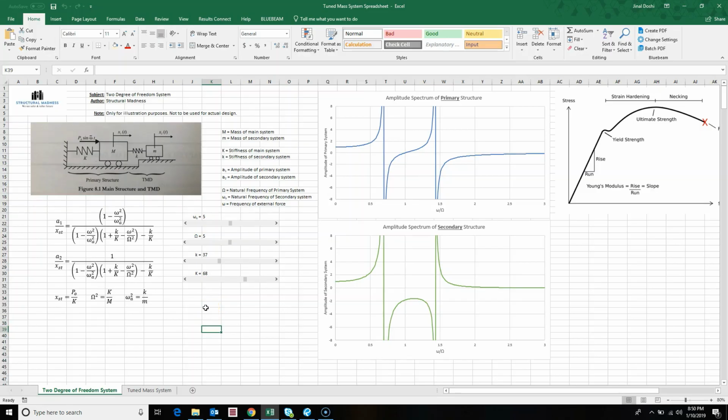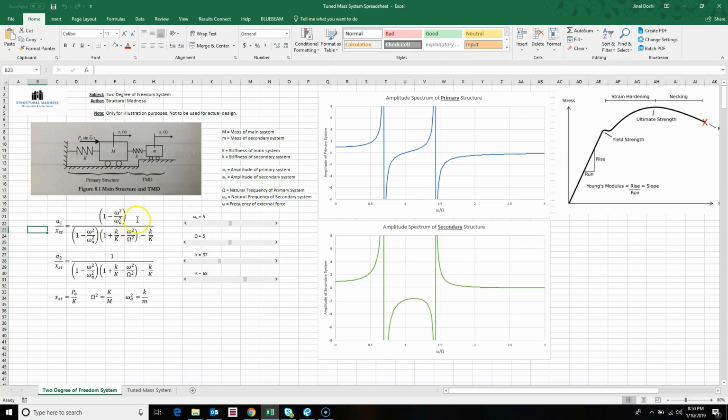So in this spreadsheet, what you can play with is 4 different parameters for a 2 degree of freedom system. The first couple of parameters are the natural frequency of the tuned mass damper, and the natural frequency of the main system, primary structure, as well as the stiffness of the secondary system or tuned mass damper and the stiffness of the primary structure.